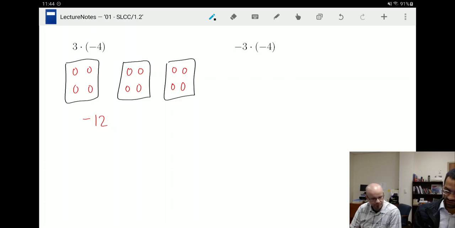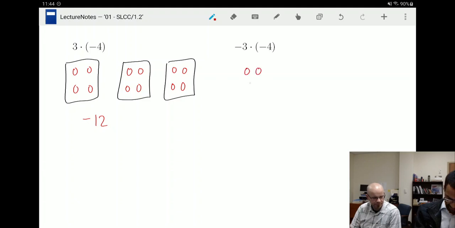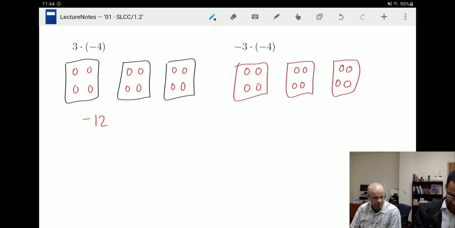And then I want the opposite of 3 groups of negative 4. All right, so let me just start off with 3 groups of negative 4. And I want the opposite of those. So the opposite of 3 groups of -4 is going to be 3 groups of +4, which is a +12.